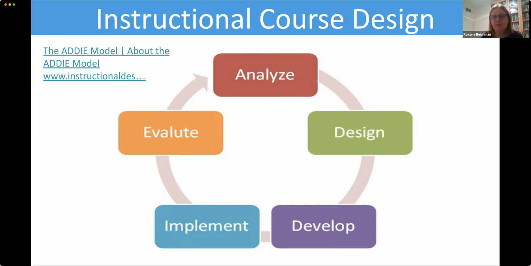Thank you for that. Okay, so any questions about instructional course design, about the ADDIE model? Has anyone used it? No? I heard about it when I was teaching several years ago.